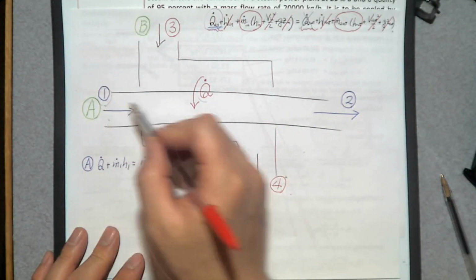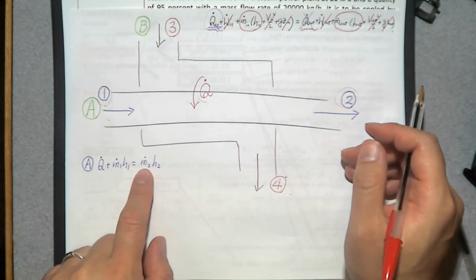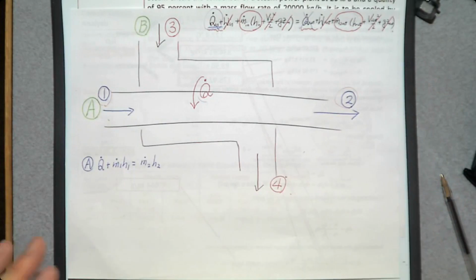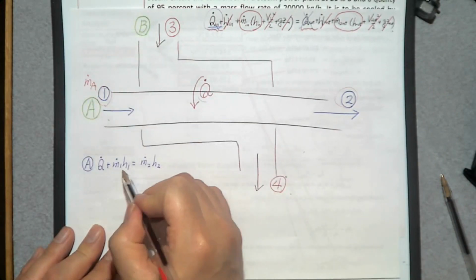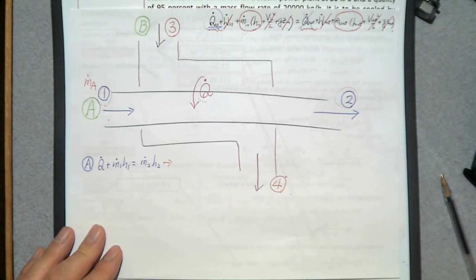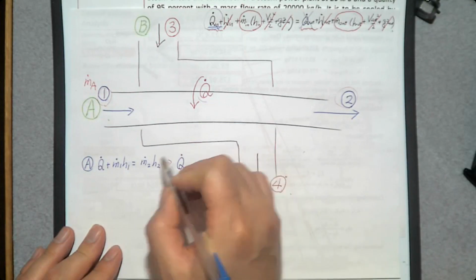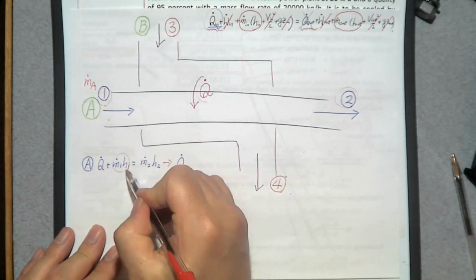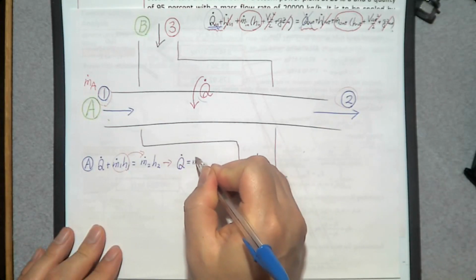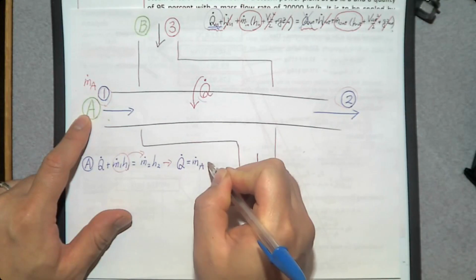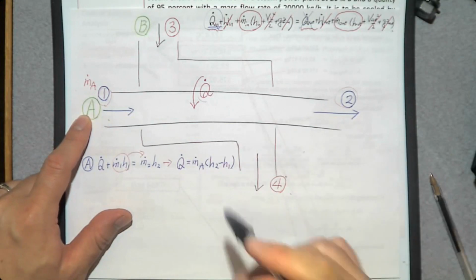Since there is only one inlet and one exit, we can combine m dot 1 and m dot 2. So it's going to be just m dot of A, the mass flow rate of fluid A. We can rewrite this equation: if we move this one to the right-hand side, Q dot is m dot of fluid A times (H2 minus H1). So this is one energy balance equation for fluid A.